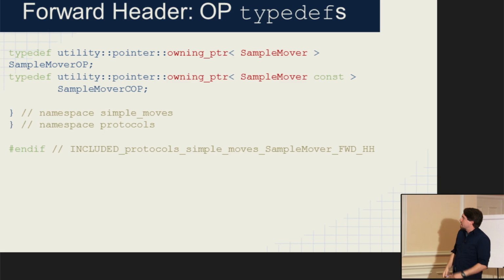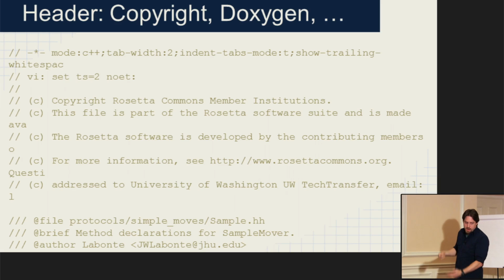Then finally, you have to talk about your type defs for your owning pointers. And I think Andrew covered this before, that we do this. And if you want to have access pointers, you have similar lines below that would have access pointers instead of owning pointers. Same idea, and you call them APs instead of OPs. So that's kind of what a forward header looks like. It's a pretty short file, but it's important to have it. All right, so let's jump over now to our header file.